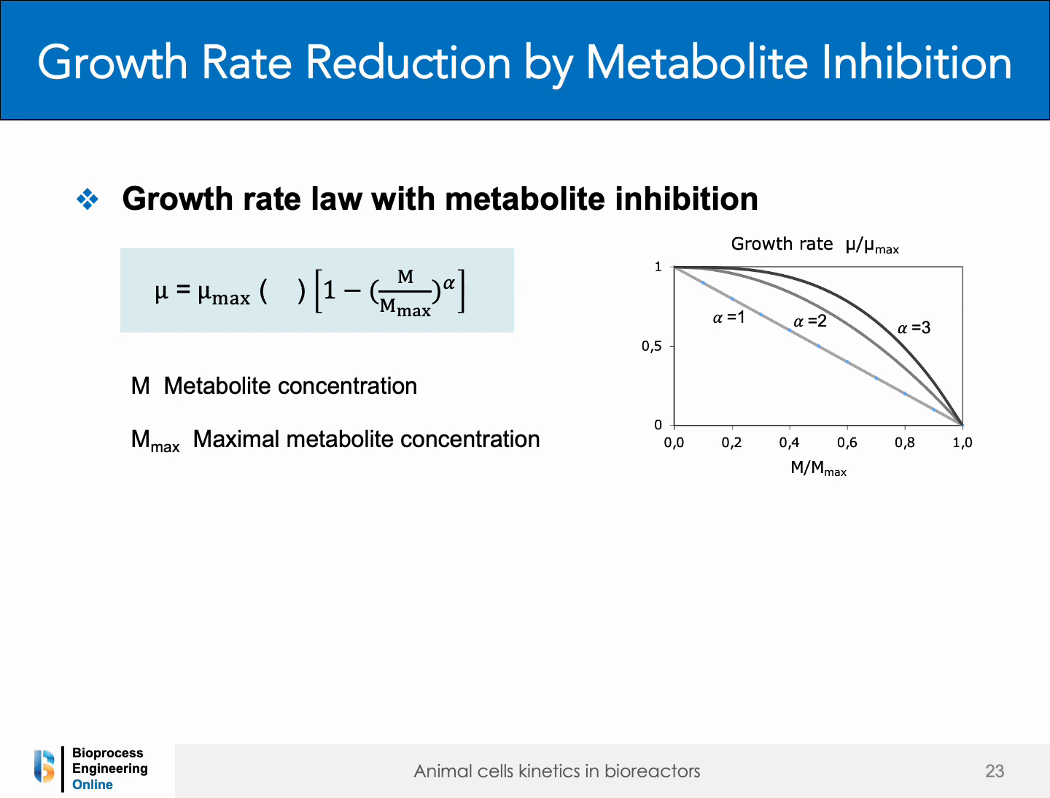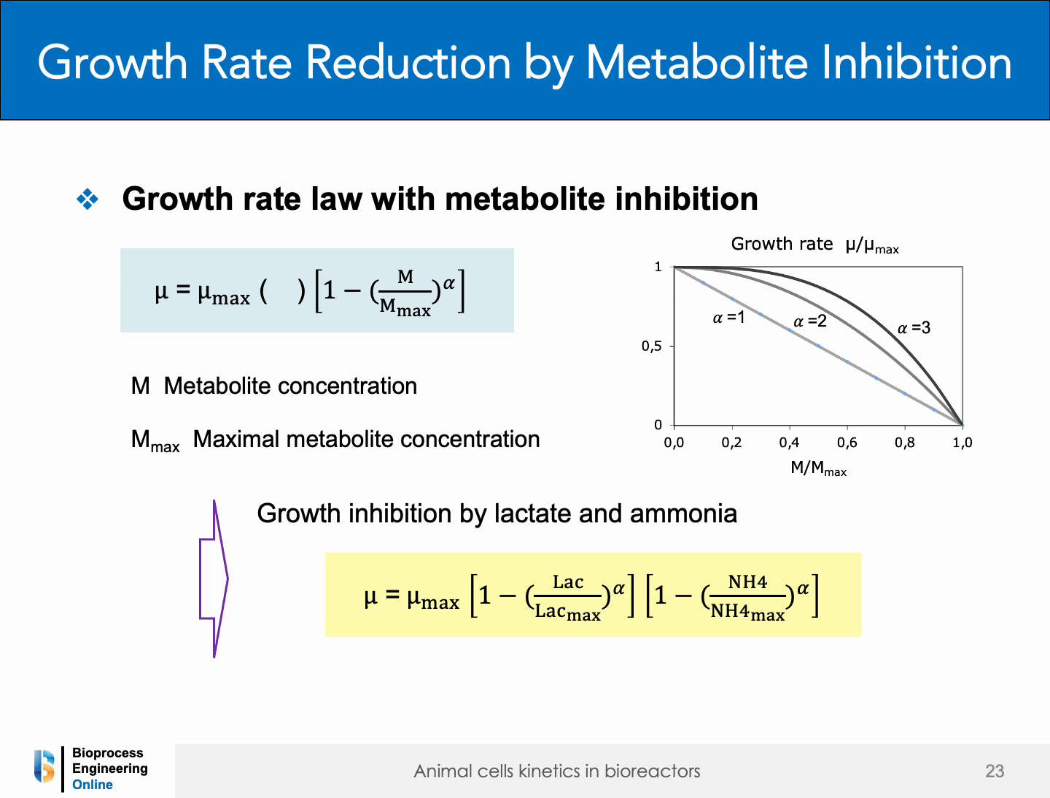The graph shows how the normalized growth rate varies with the normalized metabolite concentration for different values of alpha. When alpha equals 1, the inhibition is linear. For larger values of alpha, the inhibitory effect is initially weak, but becomes much stronger as the metabolite concentration approaches its critical value. In practice, mammalian cell growth is usually inhibited by both lactate and ammonia. The complete kinetic expression therefore includes two independent inhibition terms, one for each metabolite.